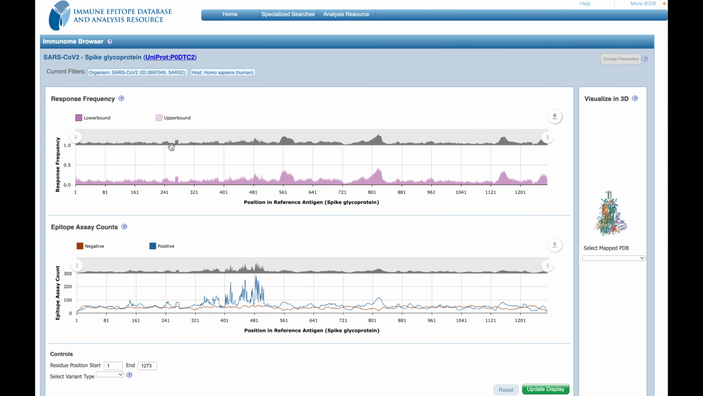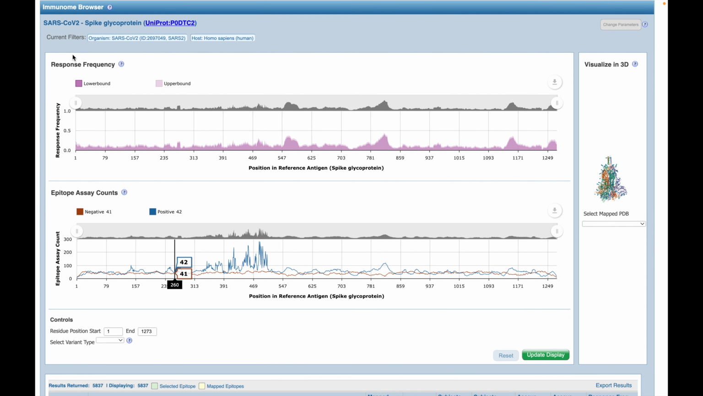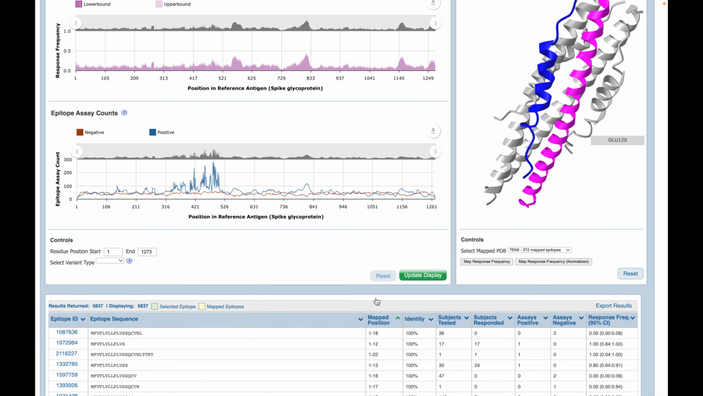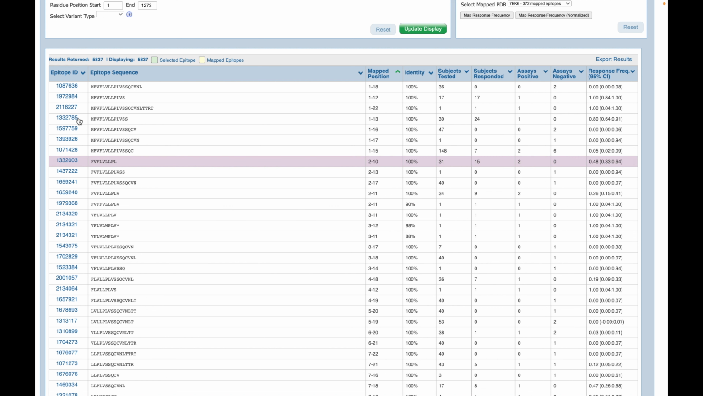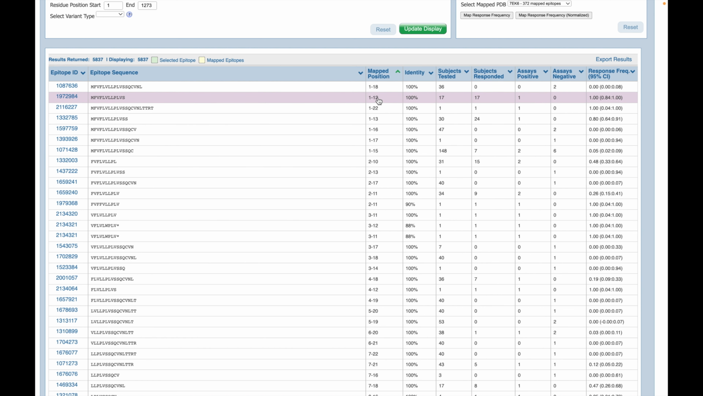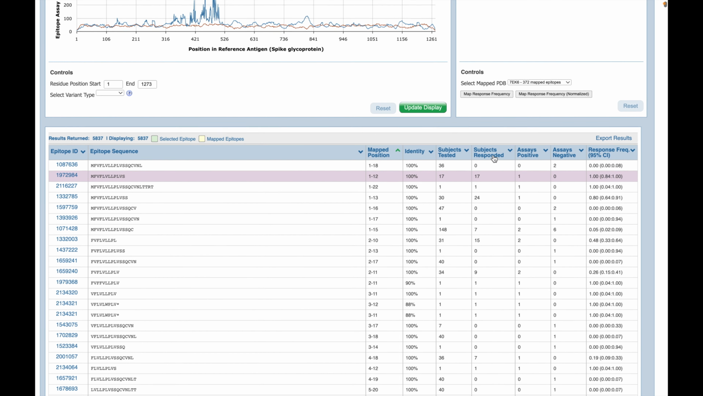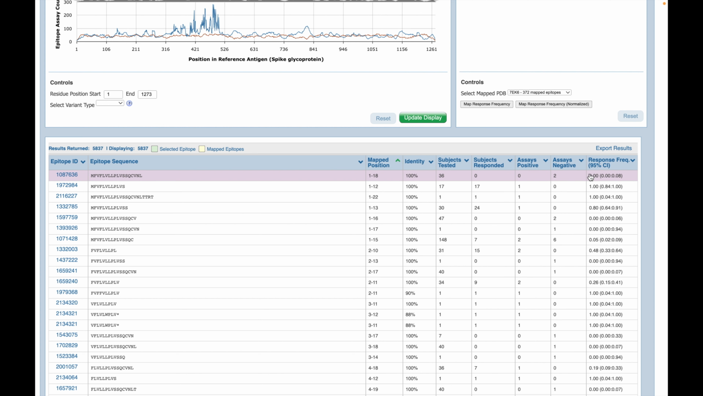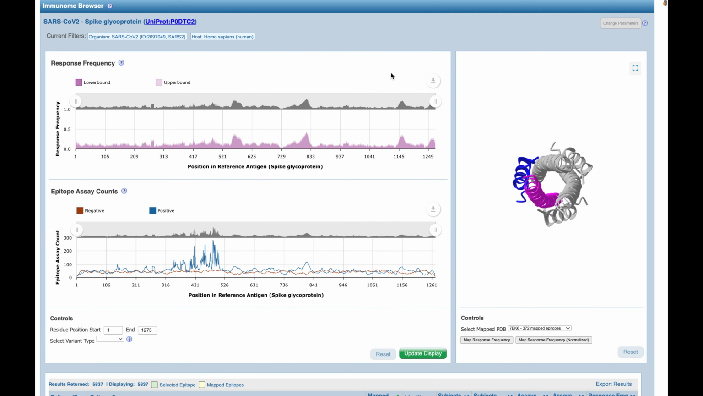Okay. So here is a little overview about the immuno browser. Here we will have the name of our protein, which is going to be SARS-CoV-2 spike glycoprotein. Here we will see the information. These are two graphs. Going down here, we will be looking at the epitope sequence, the epitope ID, the map positions, subjects tested, subjects responded, assays positive, negative, and response frequency. And I will talk about how this information became this.